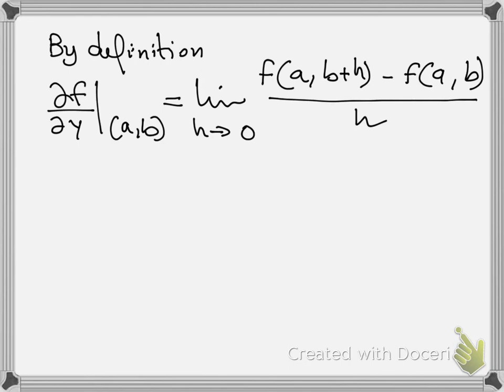So you see again here, the x, which is equal to a, is fixed. But the value of y at b varies. So that's why it's called the partial derivative of f with respect to y, because x is fixed. It's equal to a, so it's fixed.